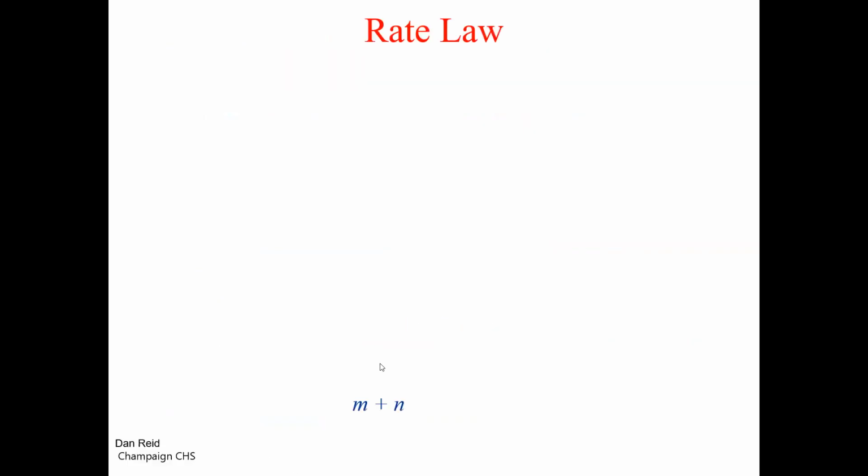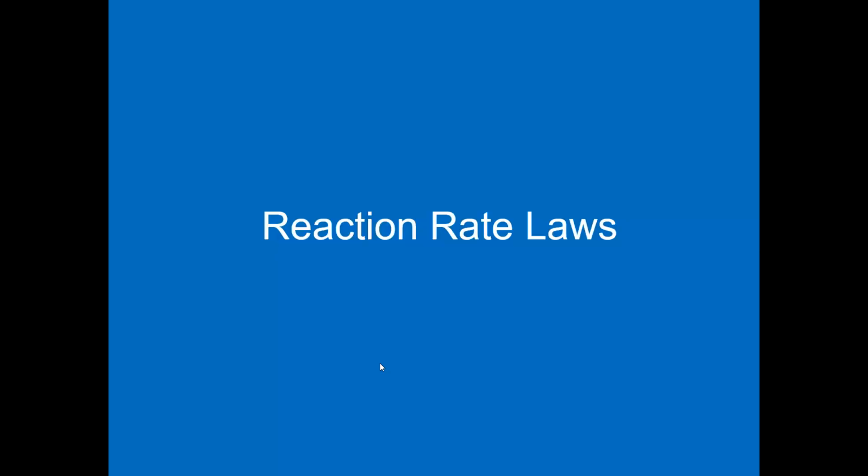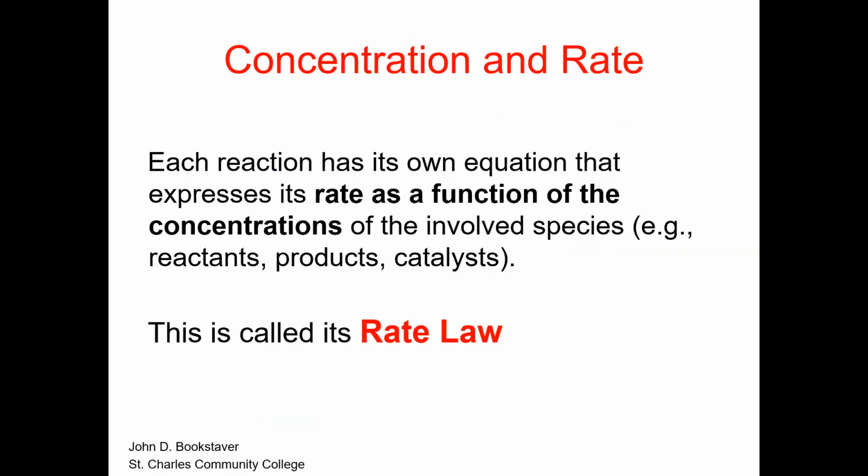So now the next thing that we are going to look at is rate law. So concentration and rates. Each reaction has its own equation that expresses its rate as a function of the concentration of the involved species, e.g. it can be reactant, product, or catalyst. So this is called its rate law. So the rate has its own equation and it expresses its rate as a function of the concentration of the involved species.